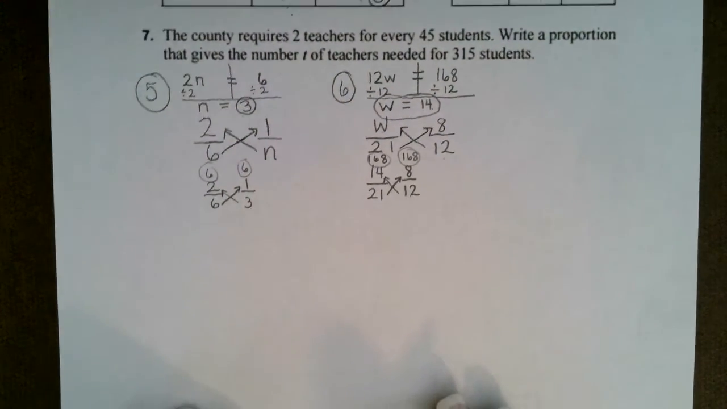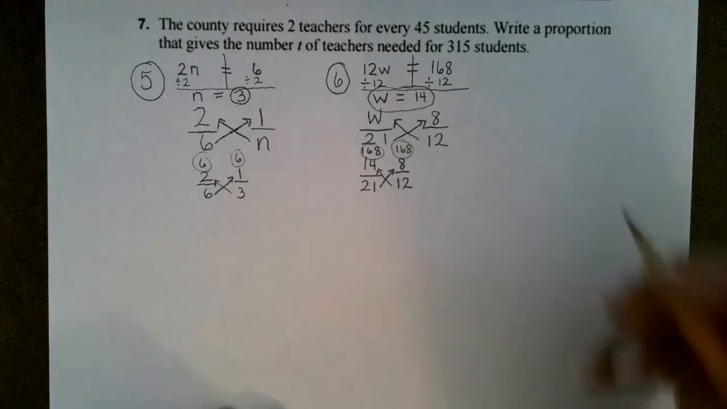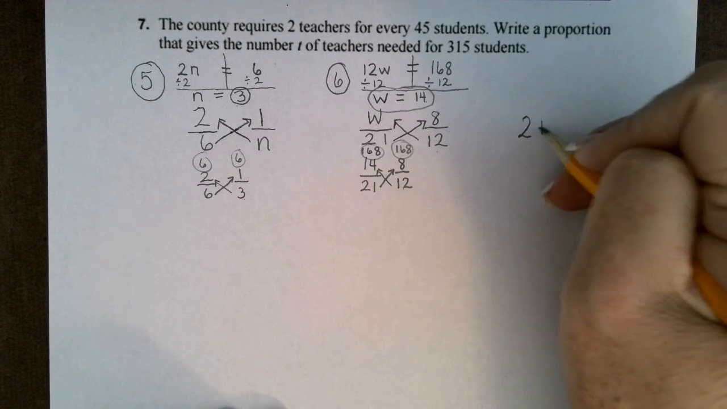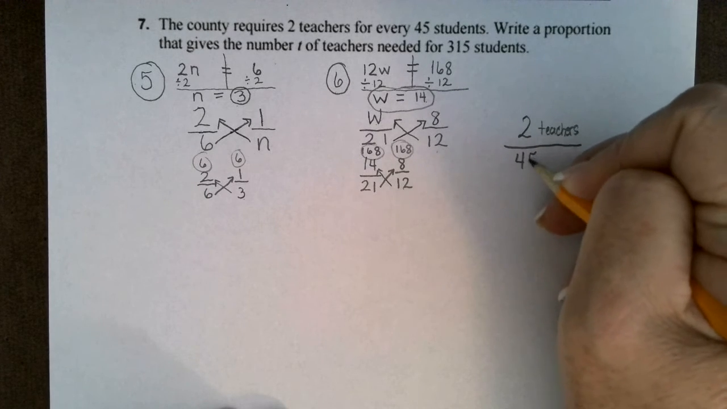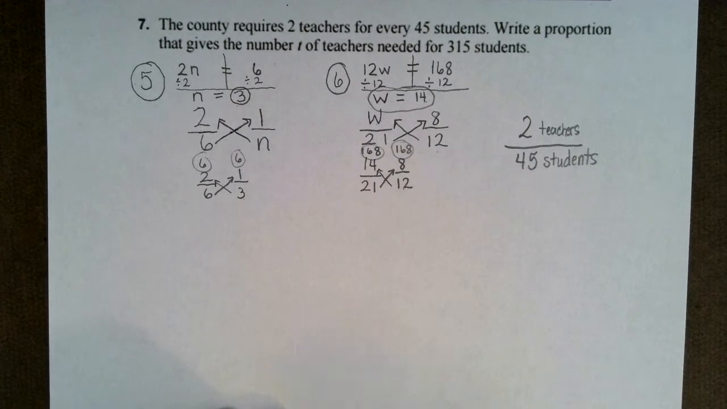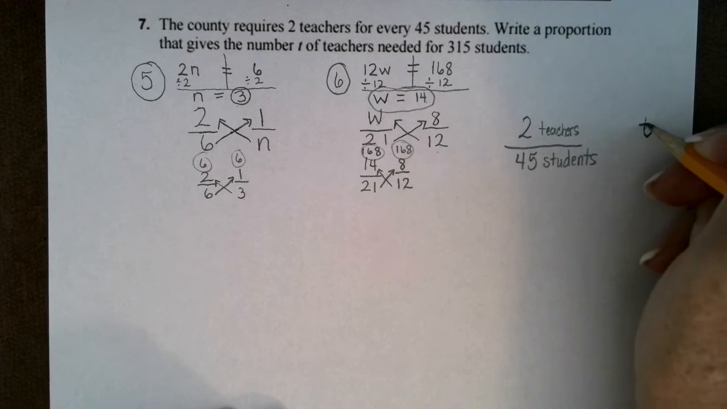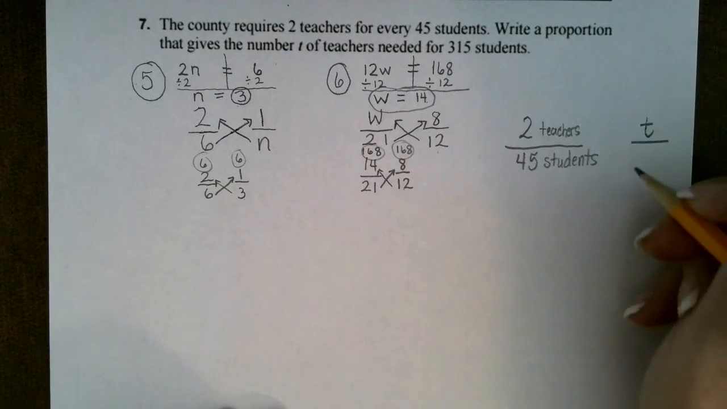All right, then we've got the word problem. So we have the county requires 2 teachers for every 45 students. So we're doing 2 teachers for every 45 students. And then it says write a proportion that gives the number T of teachers, which means I don't know how many teachers on this side, so I'm going to put a T, that's my variable, needed for 315 students.